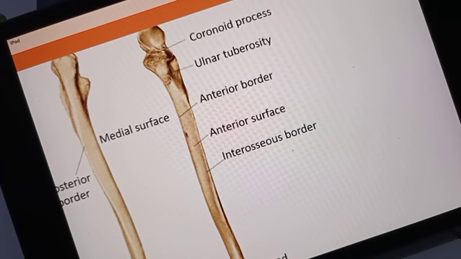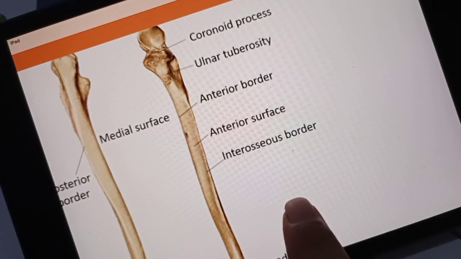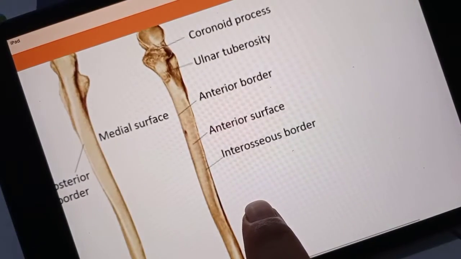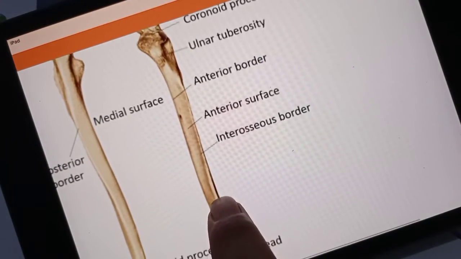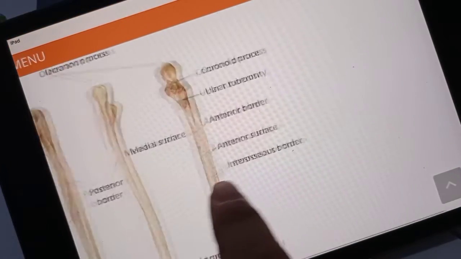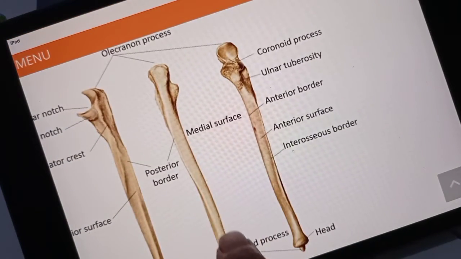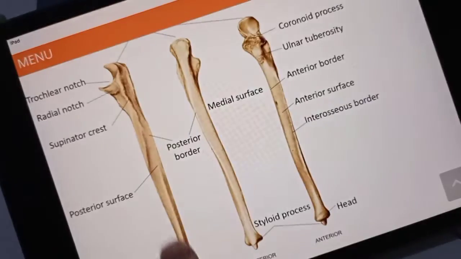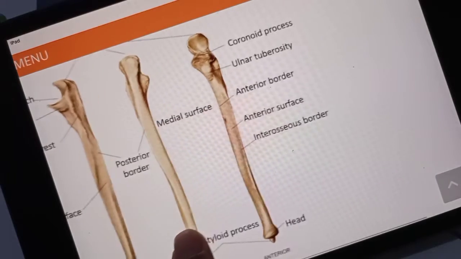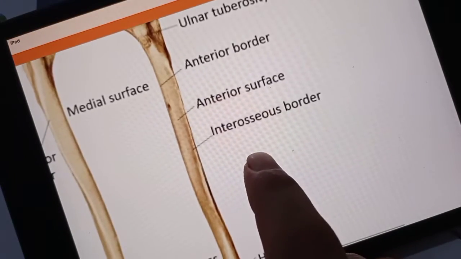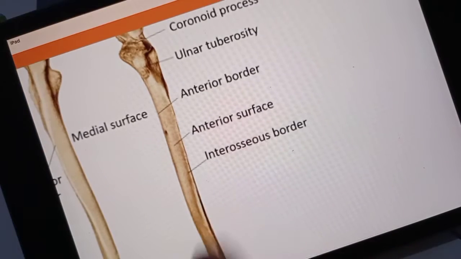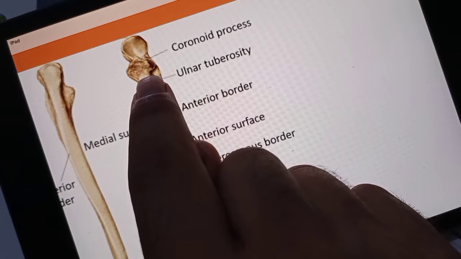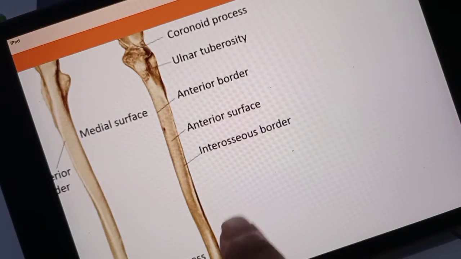Ulna is a typical long bone, which means it has two ends and a shaft between them. You can see in the diagram, this is the ulna, and this is the anterior view. In the second diagram, you can see this is the posterior view of the ulna, and this is the lateral view of the ulna. If we look at the anterior view, the proximal end, this is the shaft, this is the distal end.